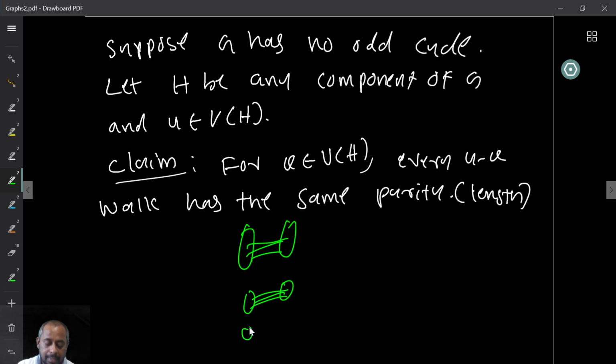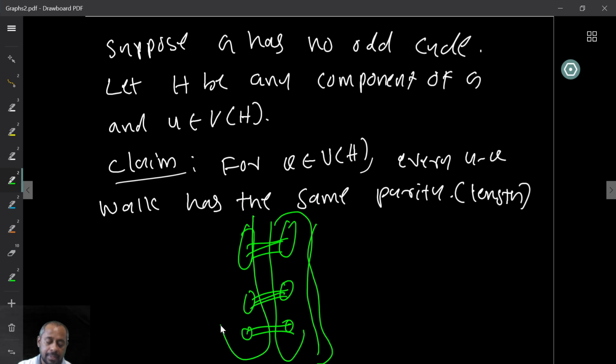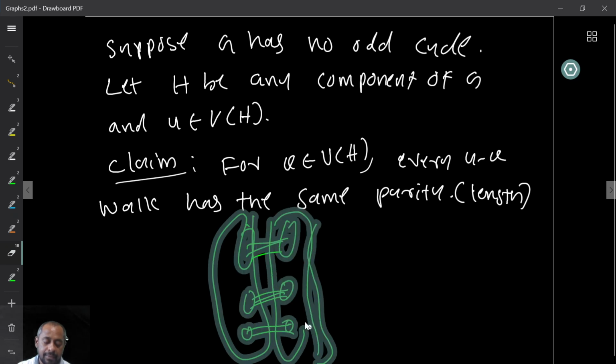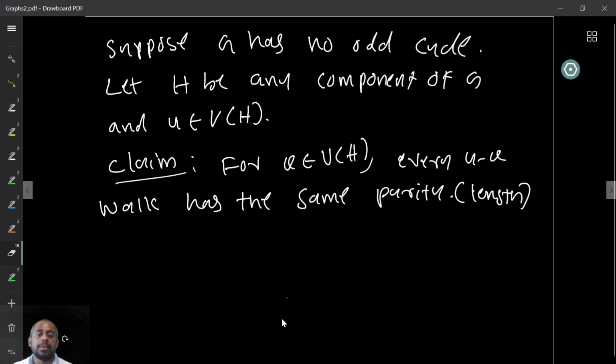Then for another component, I have another bipartition, right? I can put these bipartitions together. Because these are all independent sets, there is no edge between them. This is an independent set, similarly this is an independent set. So I can get a bipartite graph if I have a bipartition for each of the components. So we will just work with one of the components and show how I can give a bipartition for this component.